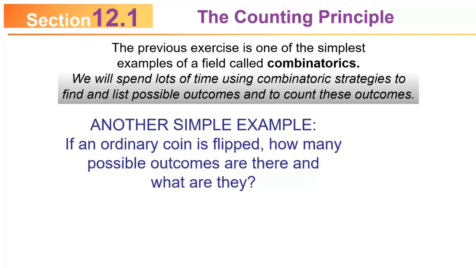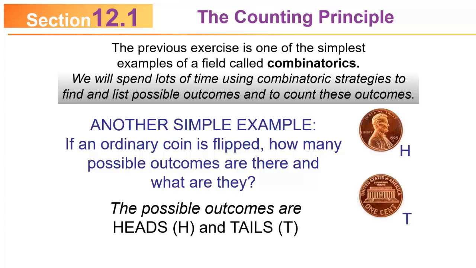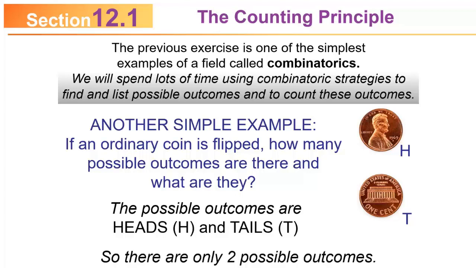Let's look at another simple example. If an ordinary coin is flipped, how many possible outcomes are there, and what are they? Well, a standard coin has a head and a tail side. So the possible outcomes, if you list them, are heads, maybe use an H for that, and tails, perhaps a T for that. So there are only 2 possible outcomes. Again, a simple list will suffice.